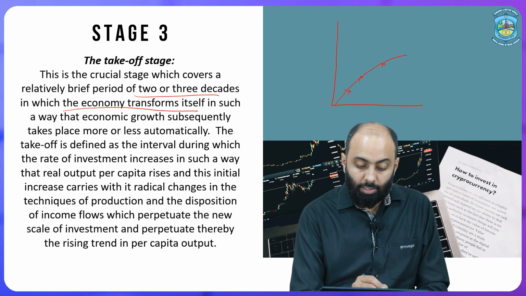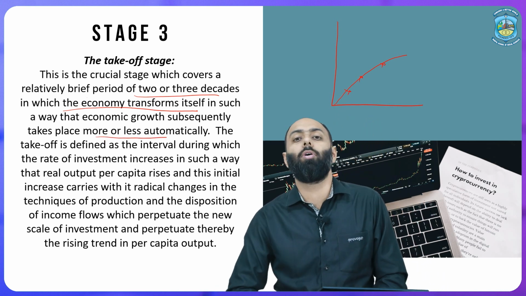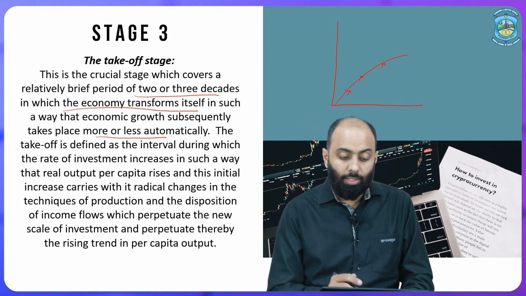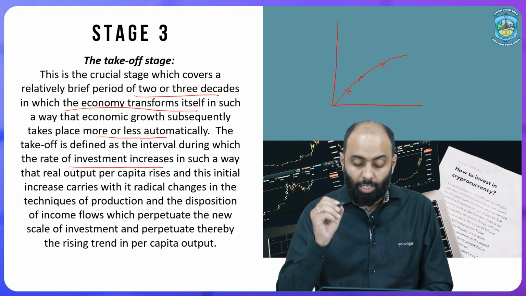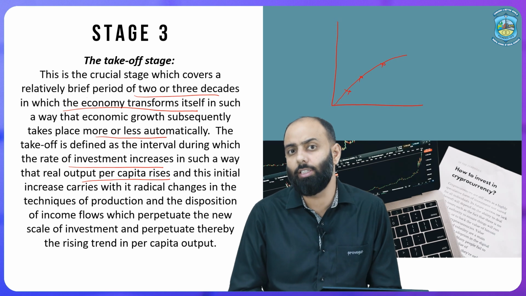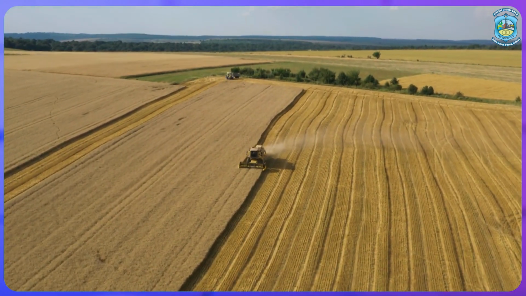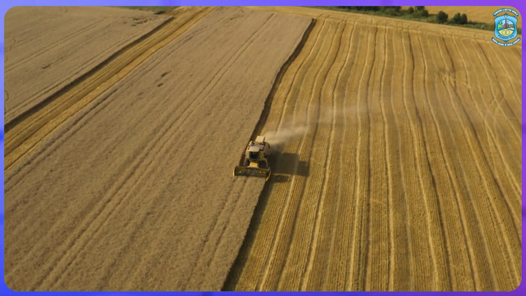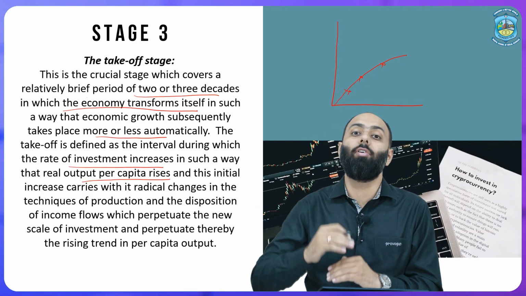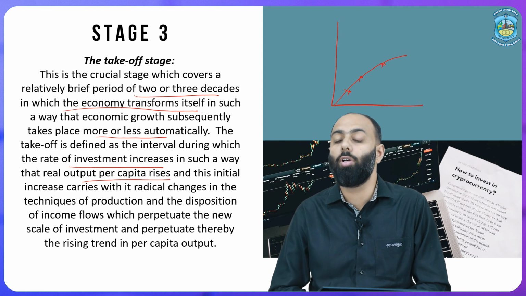In this stage, economic growth takes place automatically and no external push is required for economic growth and development. Here, the rate of investment increases and real per capita income also increases. So, when we talk about this third stage, taking the example of agriculture, now people have started using more advanced tools and technologies. They have understood how scientifically we can push the level of production. The efficiency can increase multifold in that particular agri business.